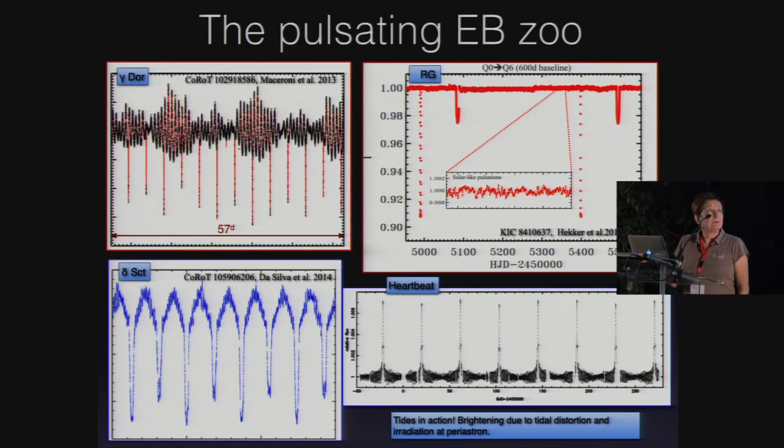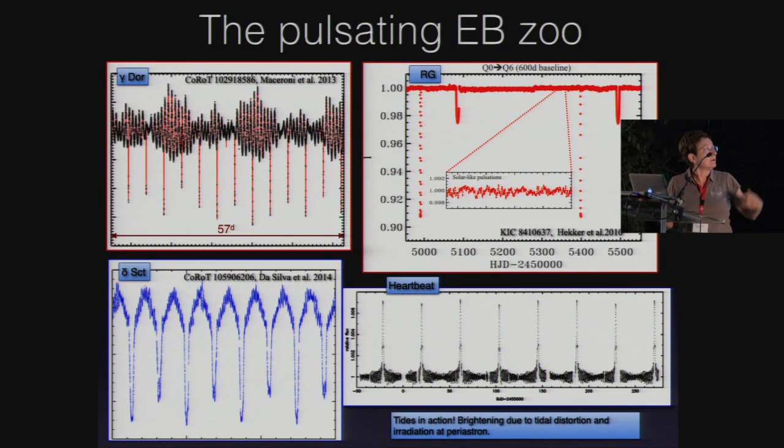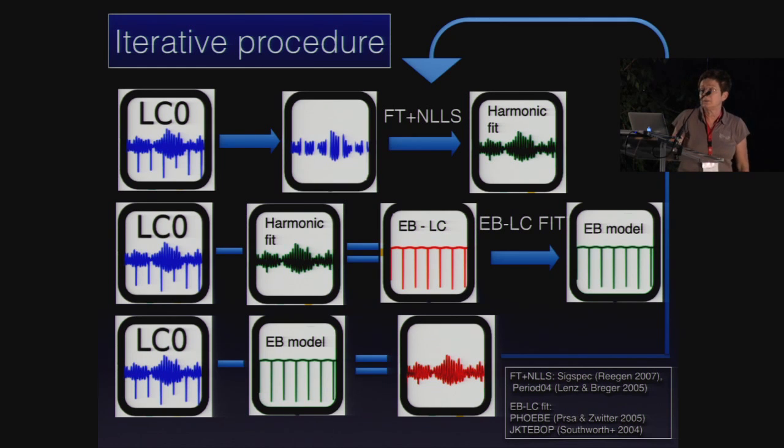You have already seen the incredible zoo that has been found of binaries with pulsating, so I go through this, different types of pulsators in eclipsing binaries. And how do you handle this? Normally what has been used are iterative procedures. And this works with several steps, masking first the eclipses, for instance. Then you have alternate subtraction of the harmonic fit and the binary fit.